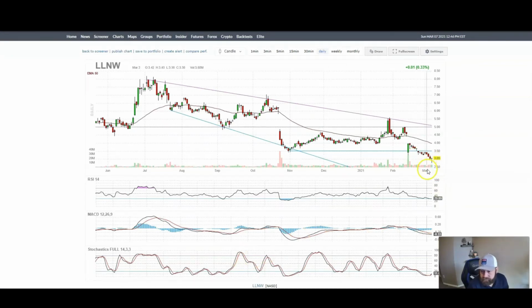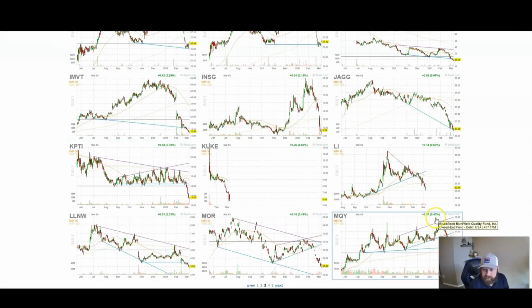This one, stochastics starting to turn up. RSI, nothing. Broke support there. I don't really see much there. This chart, too many gaps. This is probably a very thinly traded ticker, not much volume.